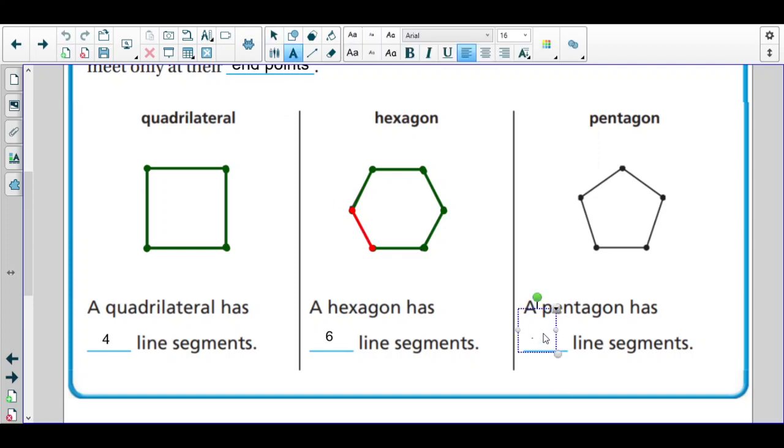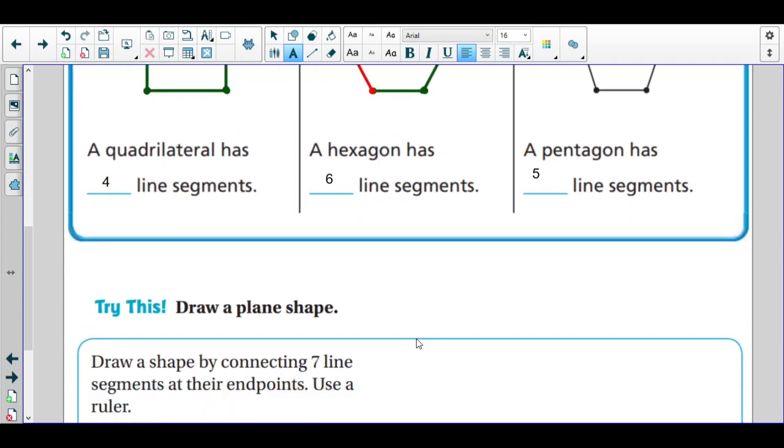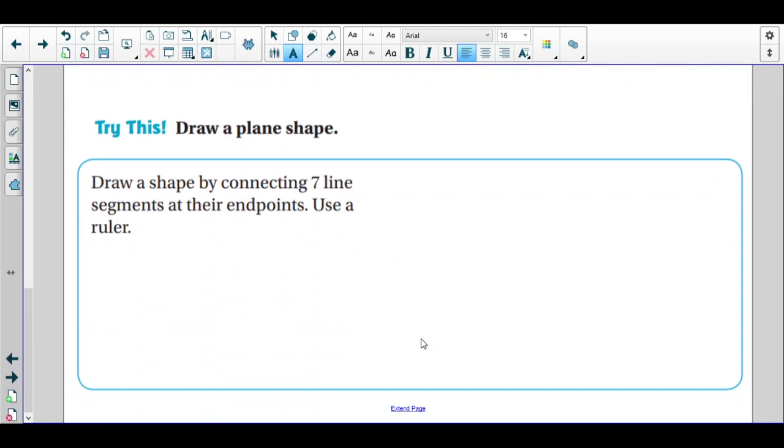A pentagon has 5 line segments. So now it says draw a shape by connecting 7 line segments at their endpoints. And really, this could be about any shape as long as it's a closed shape.